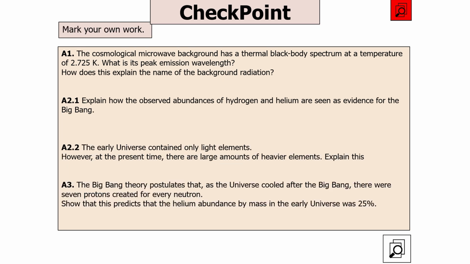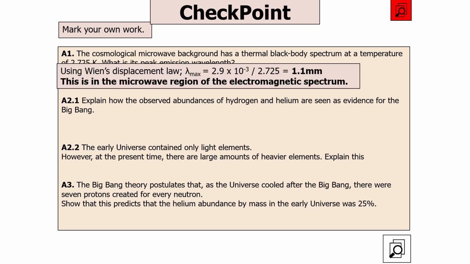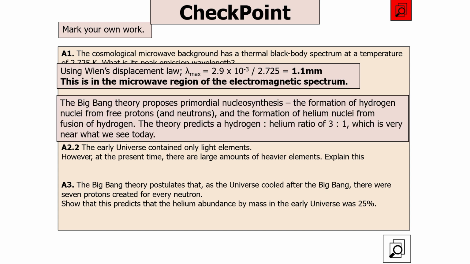Right, so for this one, you've got to treat the universe as a black body radiator. So we use Wien's displacement law. Lambda max is 2.9 times 10 to the minus 3 over the absolute temperature. So we get 1.1 millimeters, which is in the microwave region of the electromagnetic spectrum, which is why it's called a cosmic microwave background.